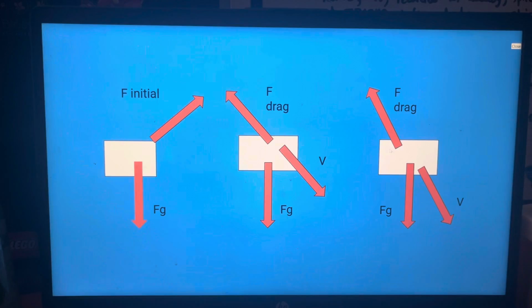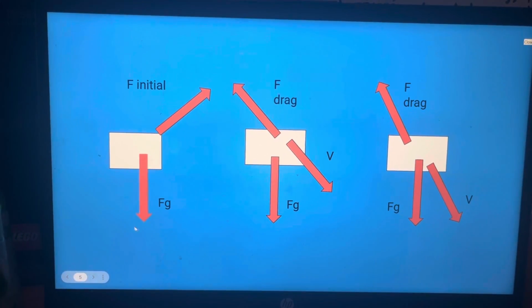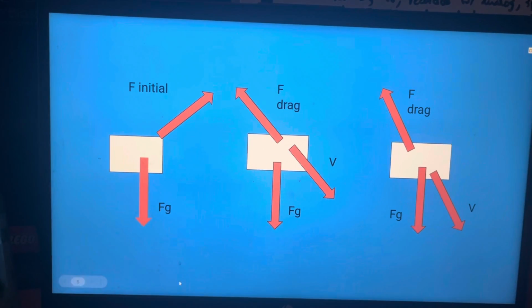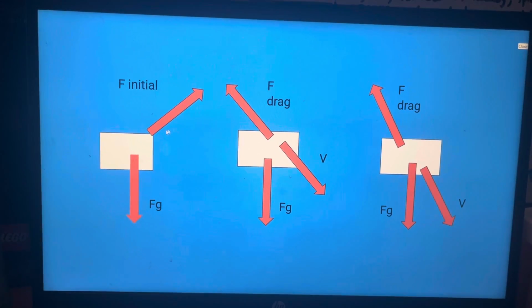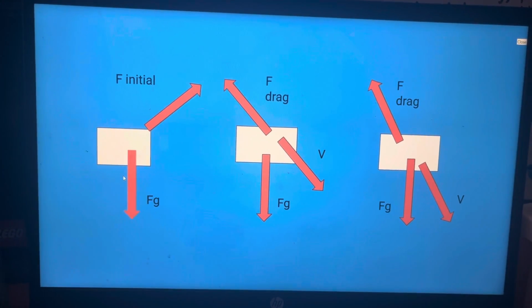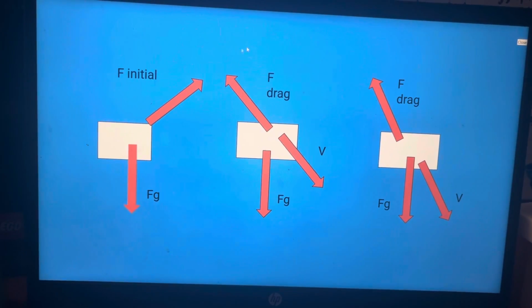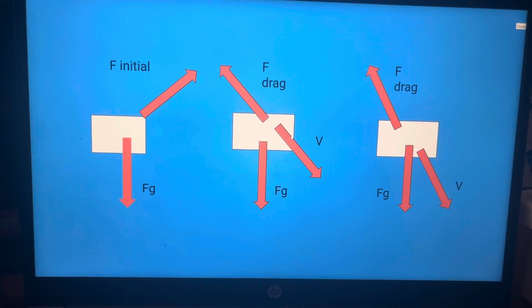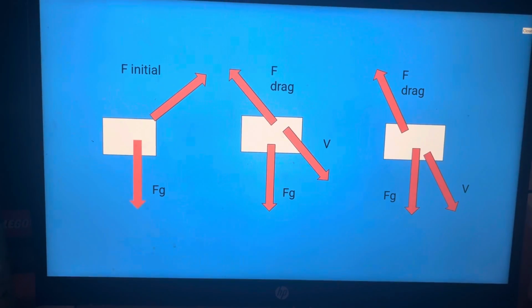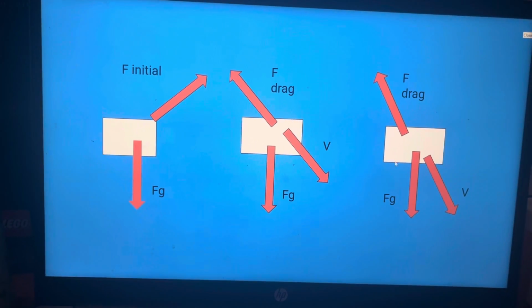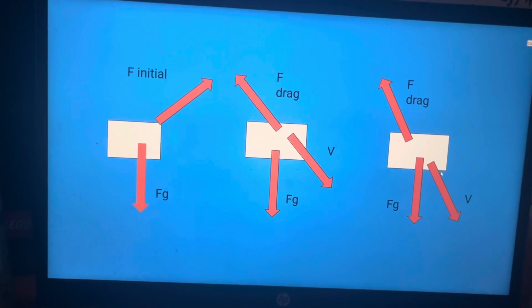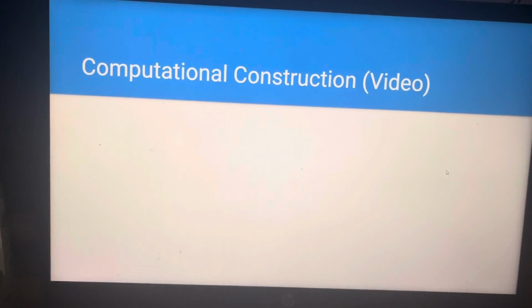So here are some graphs to help us understand what's happening when you throw the ball. First, gravity will always be pointing down. Your force initial will be up as you throw the ball, but when you let go and it starts to clear that arc, velocity will be pointing downwards and your drag will be pointing in the opposite direction. And as the velocity path goes steeper, drag will also grow steeper. So now we're going to watch that video.